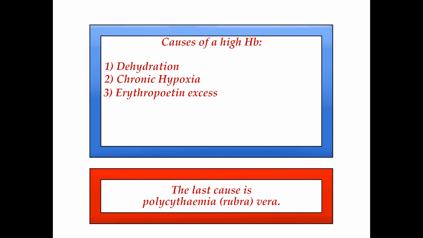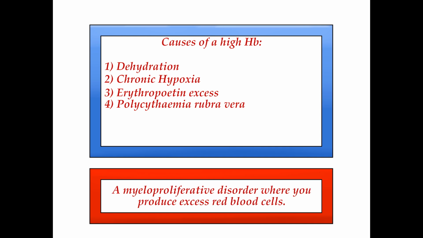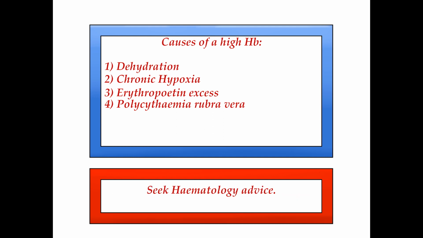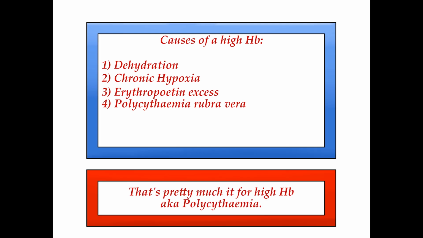And the final cause of raised hemoglobin I'm going to mention is polycythemia rubra vera. Some people call it polycythemia vera, which is a rare myeloproliferative disorder where the bone marrow produces an excess of red cells. So that's pretty much it for the causes of a high hemoglobin.